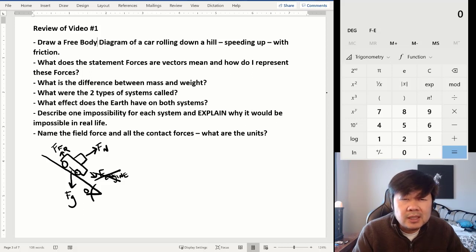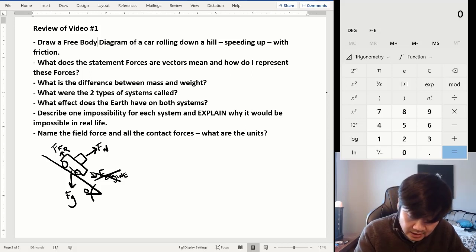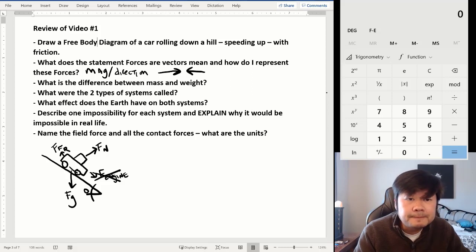All right, what does the statement forces are vectors mean? So that means that they have magnitude and they have direction. And how do I represent these? With some sort of arrow. So that's the answer.